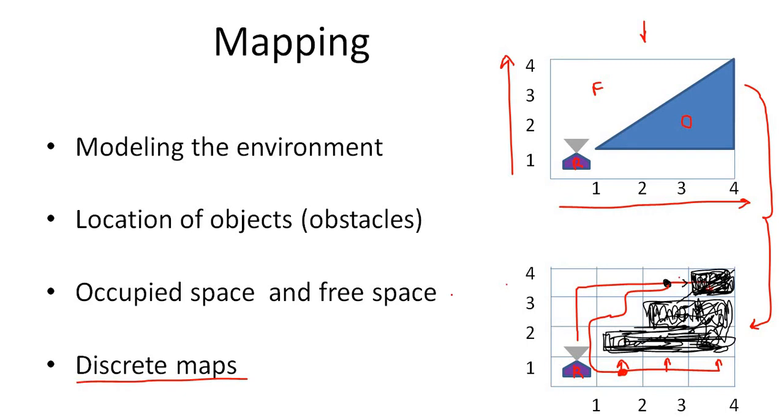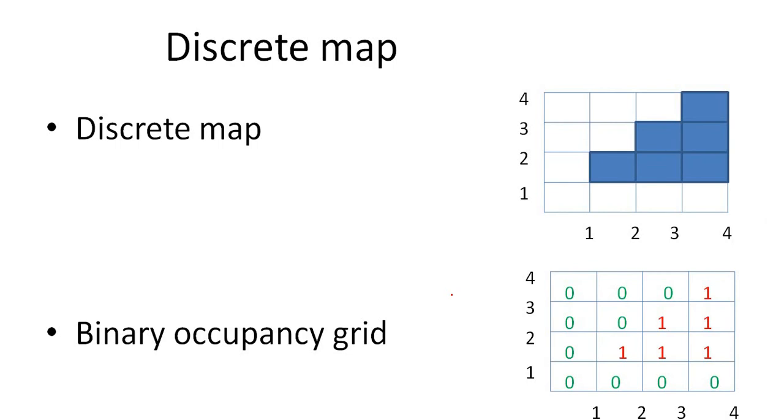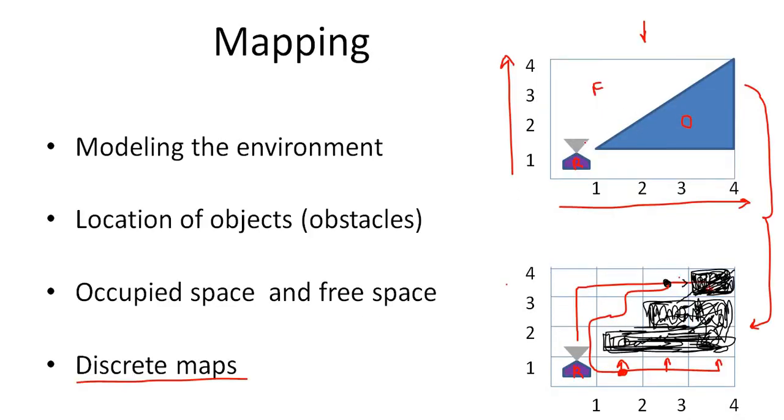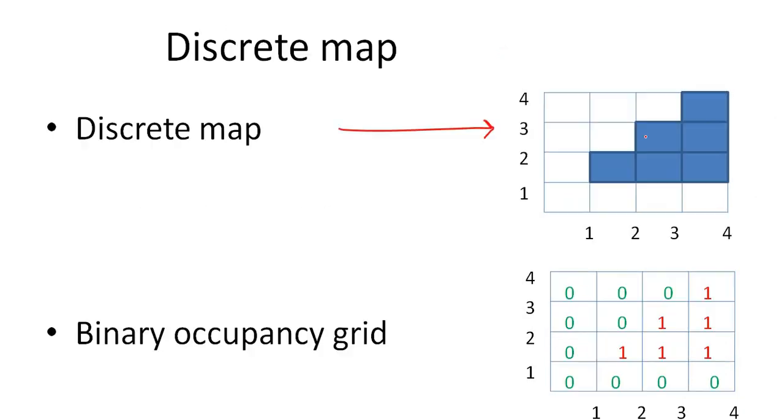After making the complete map, it will look something like this. This is our discrete map of our original room. The original room looked like this here. And notice that after making the discrete map, it looks like this. So this is the occupied space, in blue color, and the other cells are empty, and they are called free space.